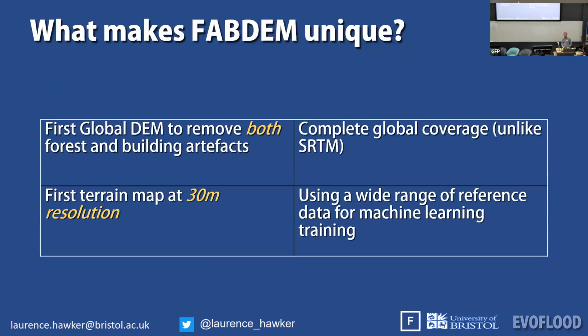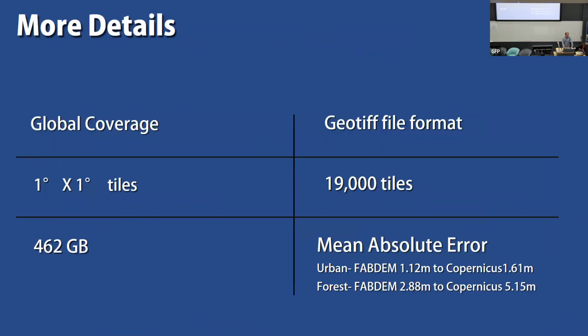So what makes FABDEM unique? It's the first global DEM to remove both buildings and forests. It has global coverage. Well, when I say global, it goes up to 80 degrees, which covers basically the vast majority of where people live. It's the first terrain map at 30-meter resolution. So that's quite a big step. And it uses a nice wide range of reference data. More details: it's a big old data set, 460 gigabytes. New versions are a bit less than that. 19,000 tiles, 1 by 1 degree tiles.